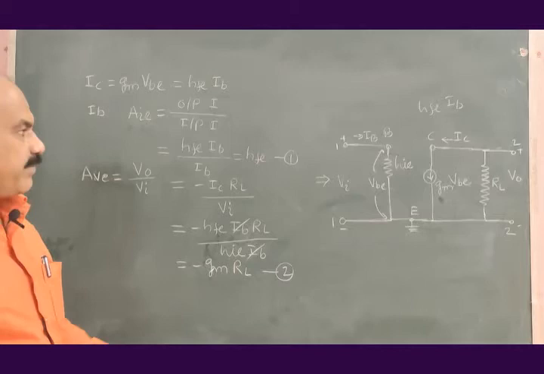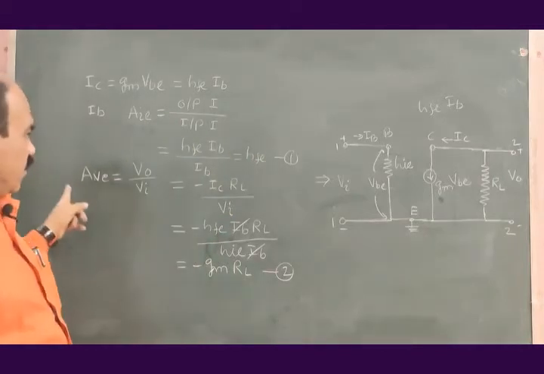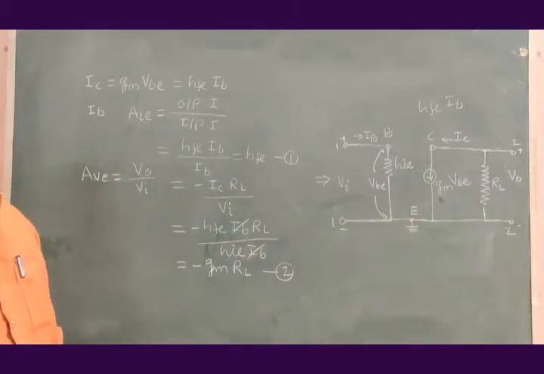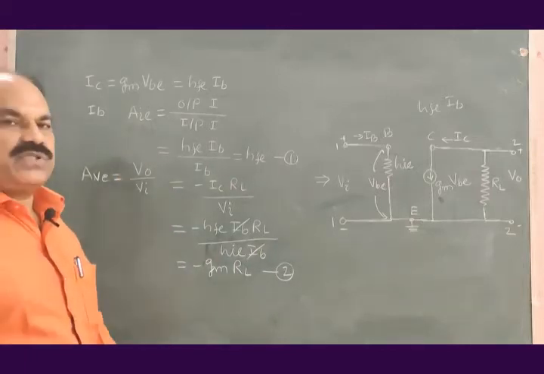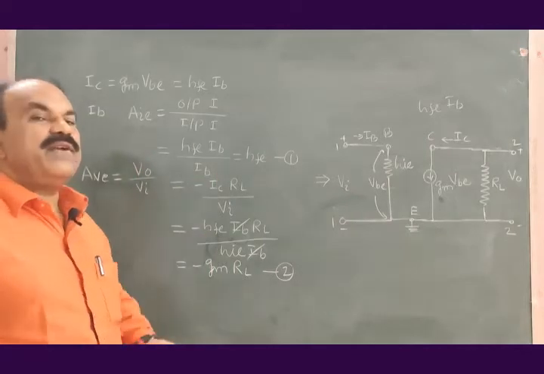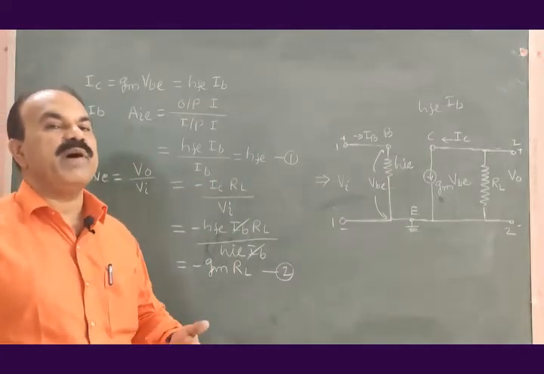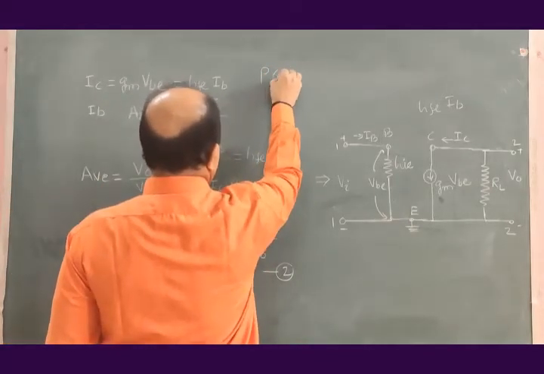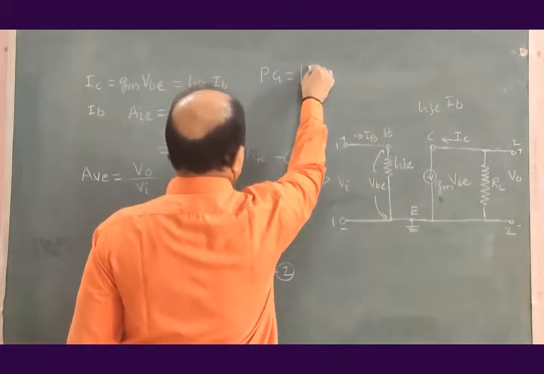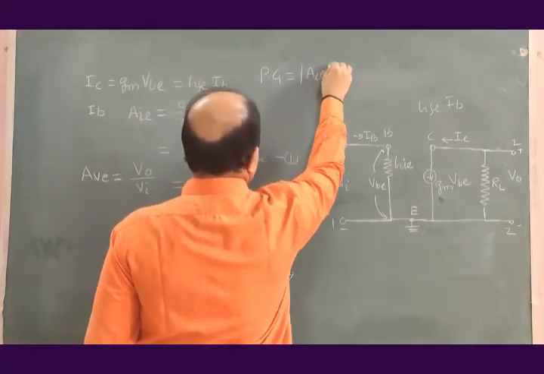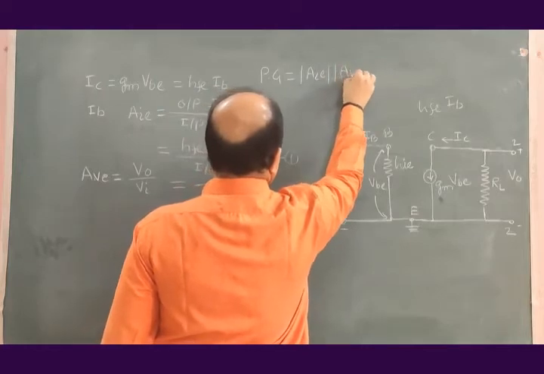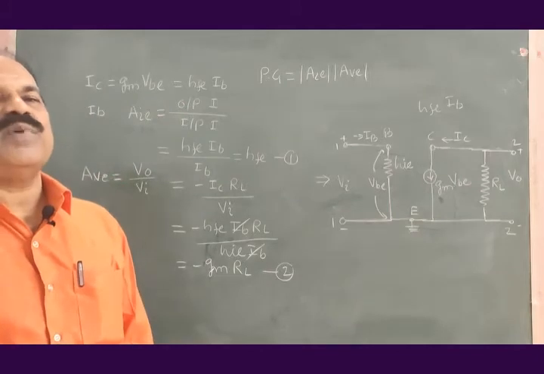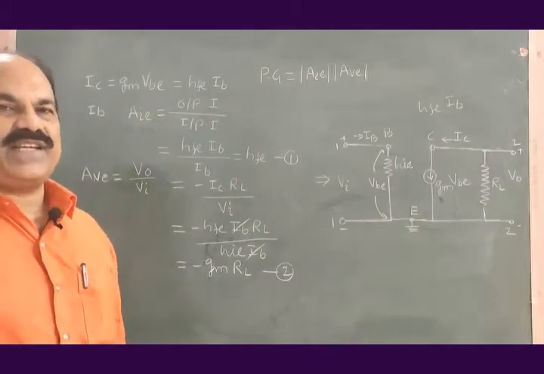Current gain of the CE amplifier is given by equation 1. Voltage gain of the CE amplifier is given by equation 2. After having found the current gain and voltage gain, let us find the power gain. Power gain is always the product of modulus of AIE and modulus of AVE. Power gain is the product of moduli of current gain and voltage gain.